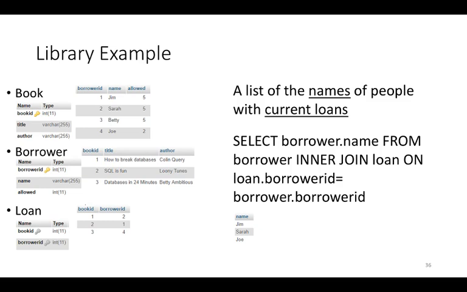So give me the name of the borrower from the borrower table. Join it with the loan table, so I know what loans have come out. How is the relationship met? Well, in the loan table there's a borrower ID column, and in the borrower table there's a borrower ID, and those two are the same. And I only want an inner join because I only want those records that exist in both tables. So only where there's current loans out.